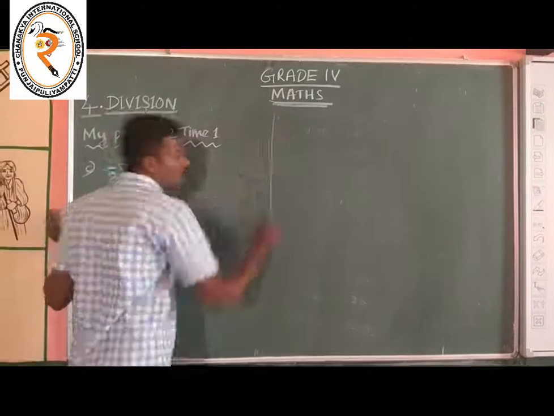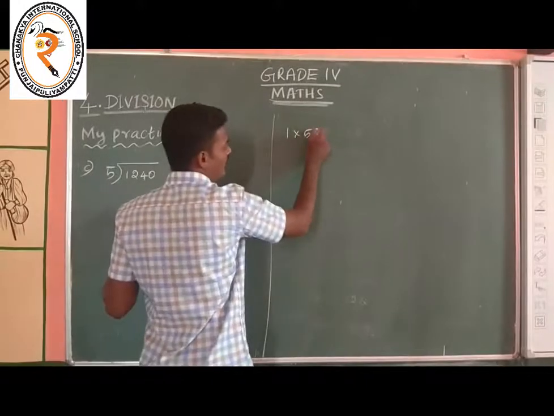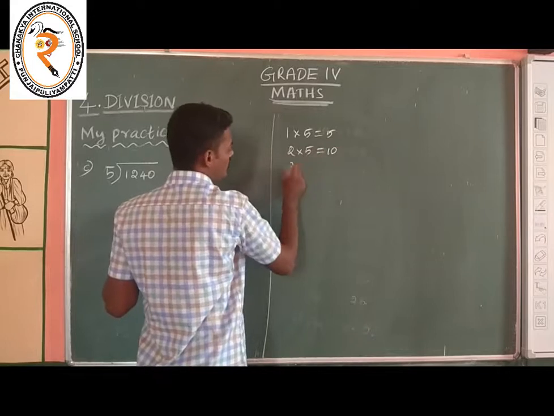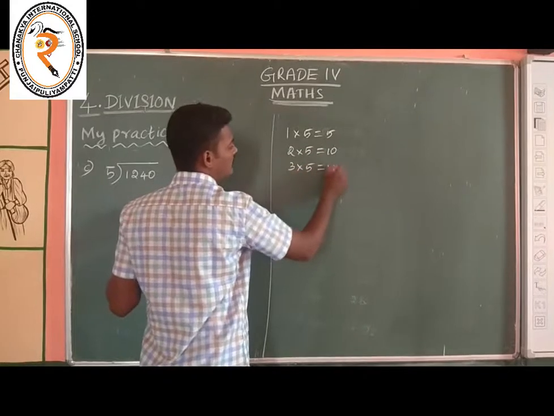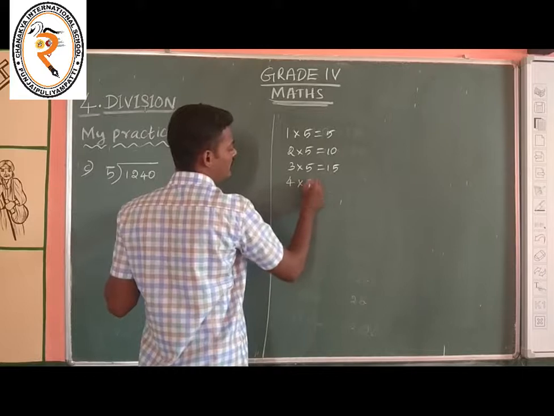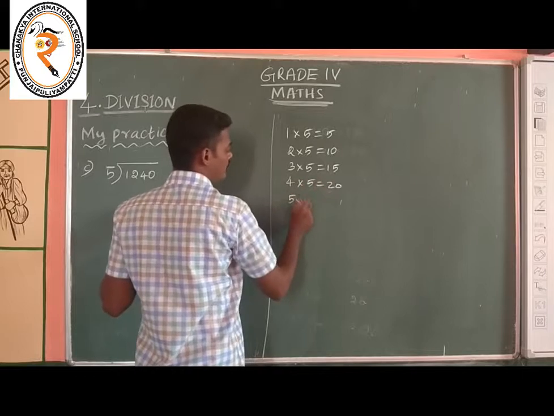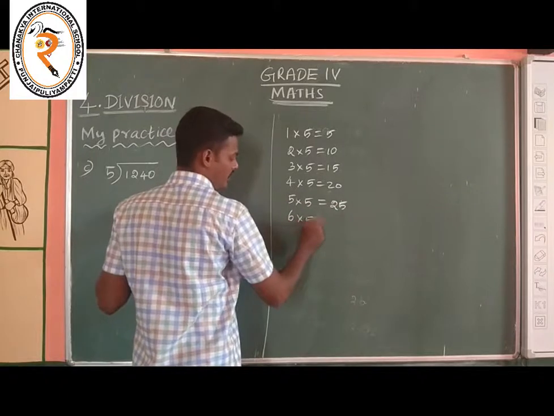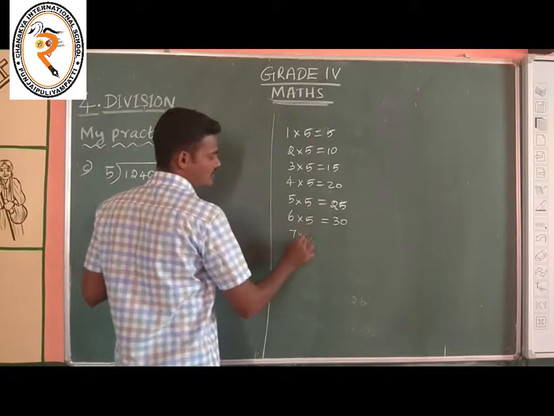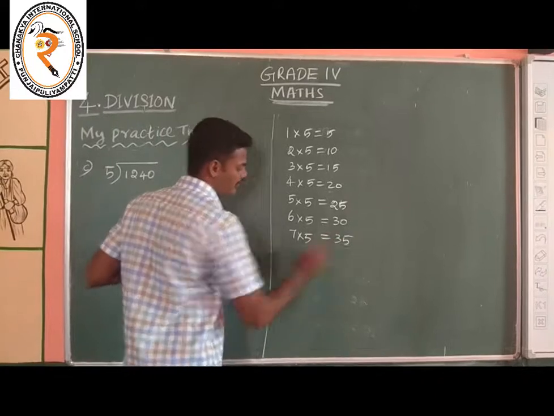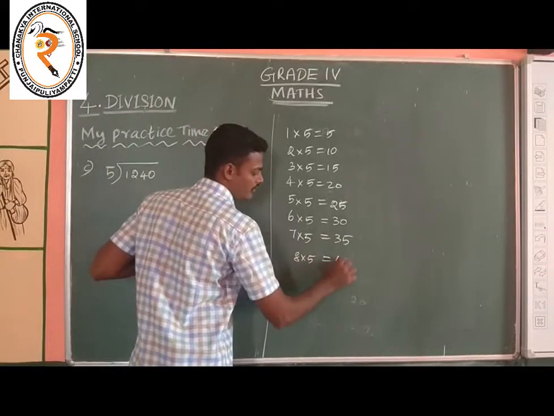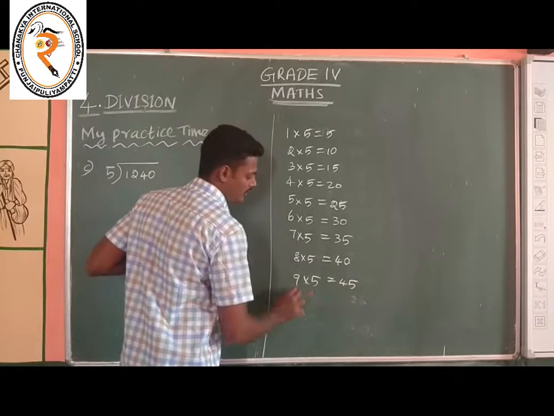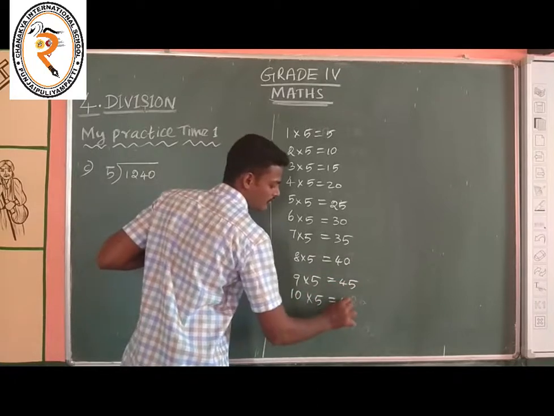Write the fifth table. 1 5 is 5, 2 5s are 10, 3 5s are 15, 4 5s are 20, 5 5s are 25, 6 5s are 30, 7 5s are 35, 8 5s are 40, 9 5s are 45, 10 5s are 50.